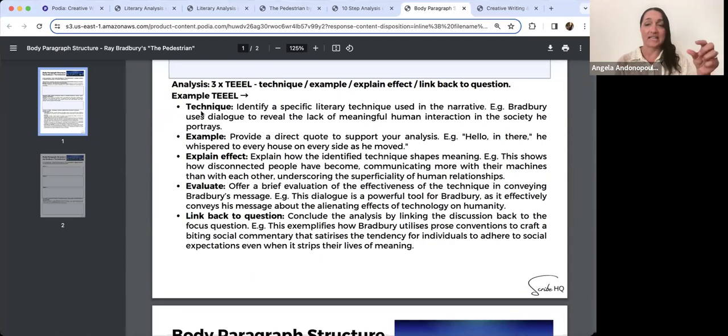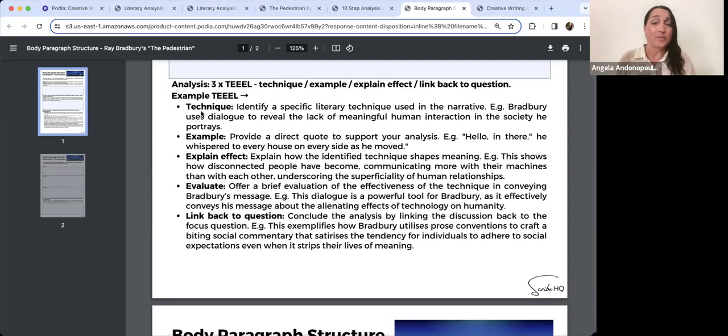Okay, you could just say, Bradbury uses dialogue in "Hello there," he whispered to every house on every side as he moved, to reveal the lack of meaningful human interaction in the society he portrays. That's a TEAL. And that links to the question implicitly. I would take that a step further and provide a little bit more explanation of the effect and evaluation, but that's like a kind of B-range TEAL right there.